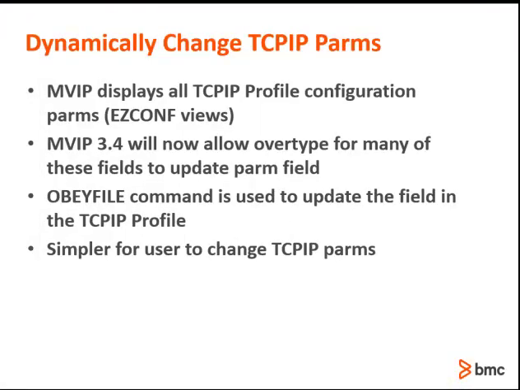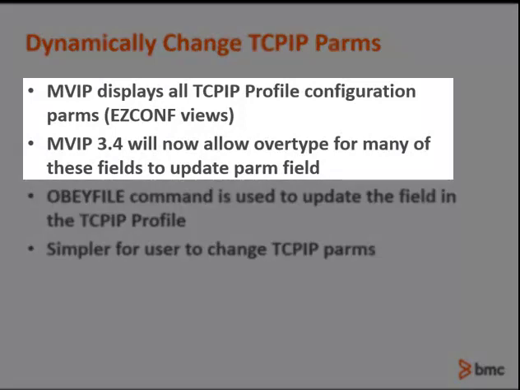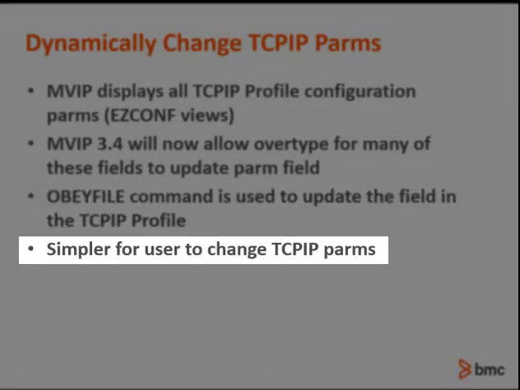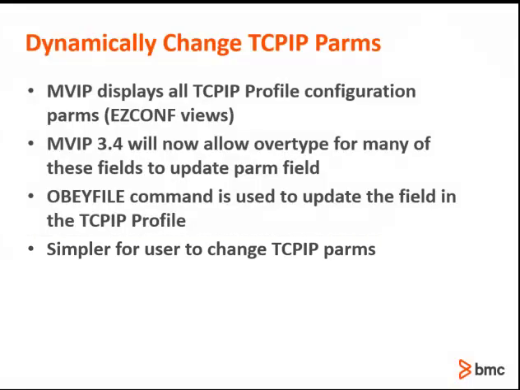MainView for IP 3.4 will now allow the user to overtype and change many of the TCPIP configuration parameter fields on the various configuration views accessible from the EZConf menu. MainView for IP will use the TCPIP OBEYFILE command to change the parm in the TCPIP profile. The process of dynamically changing any TCPIP parm is made easier by MainView for IP with this new function.